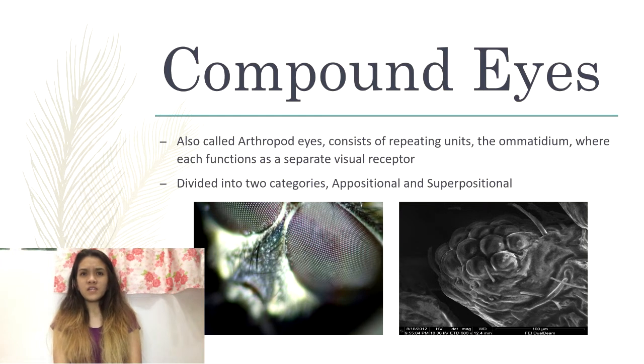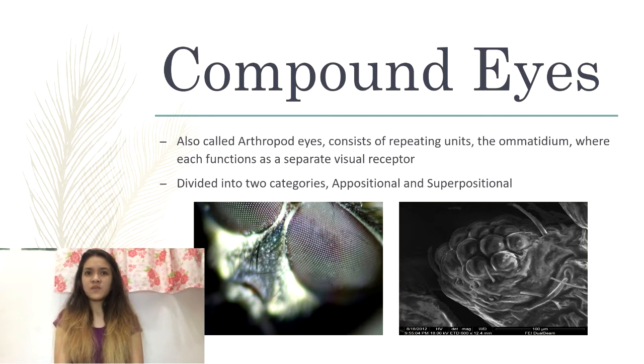This repeating unit is also called the ommatidium, which contains a cluster of photoreceptor cells surrounded by support cells and pigment cells. Compound eyes are divided into two categories. These are appositional and superpositional compound eyes, which I will discuss in the upcoming slides.